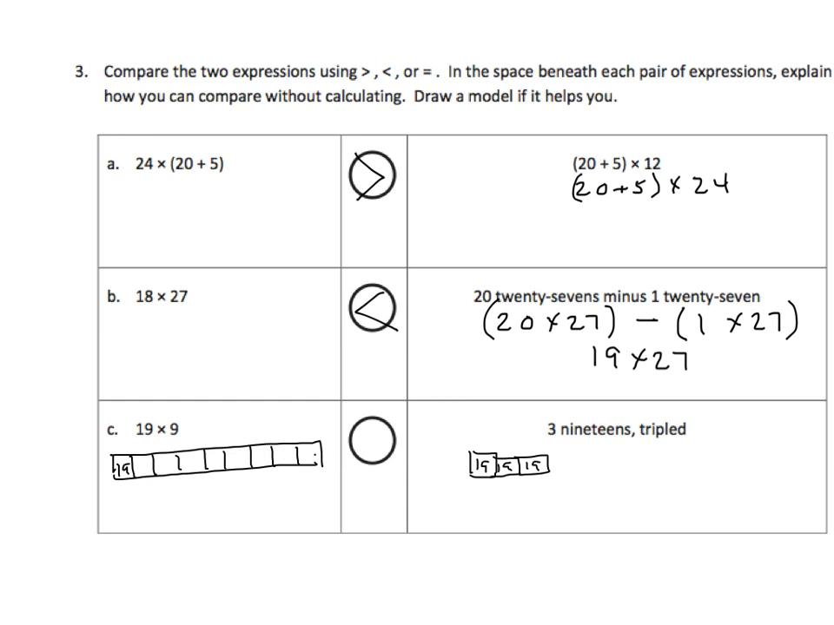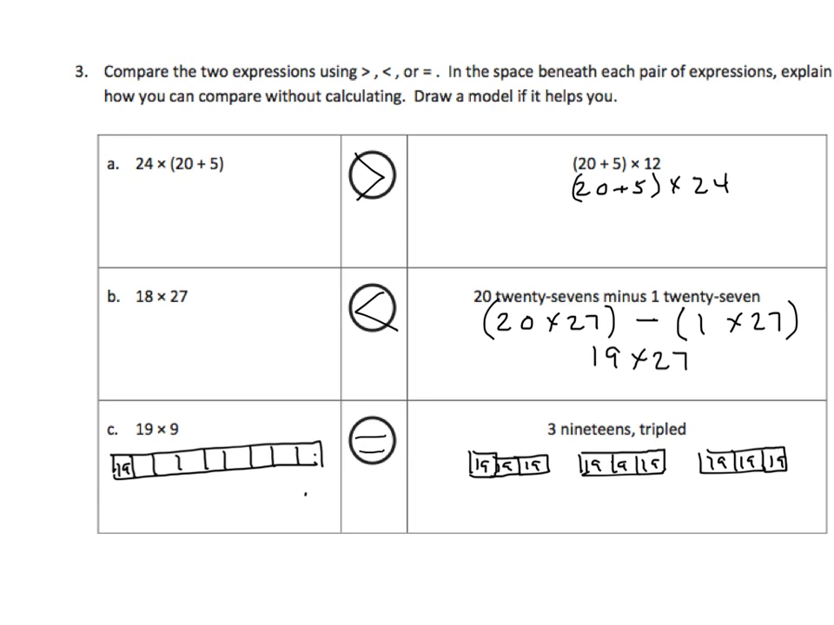And I'm going to take this and I'm going to triple it. So what am I going to do? I'm going to make 1 more set. And if I look at my tape diagram, here I have 9 19s. And here I have a total of 9 19s. Here's 3, 6, 9 19s. Therefore, these two expressions are equal.